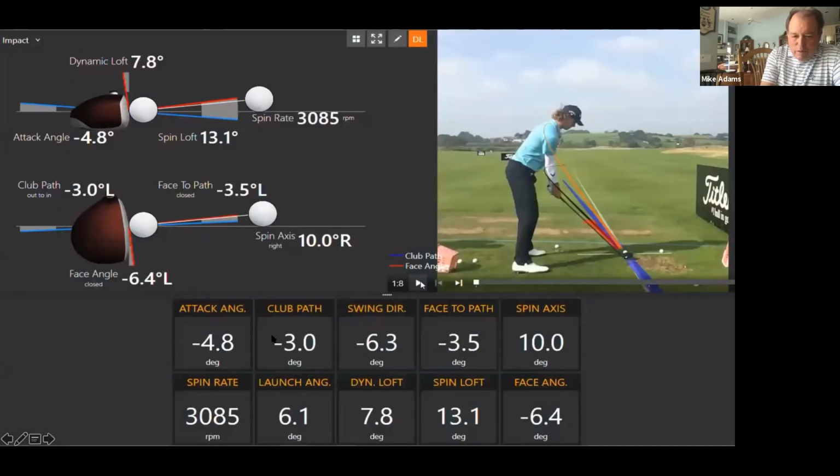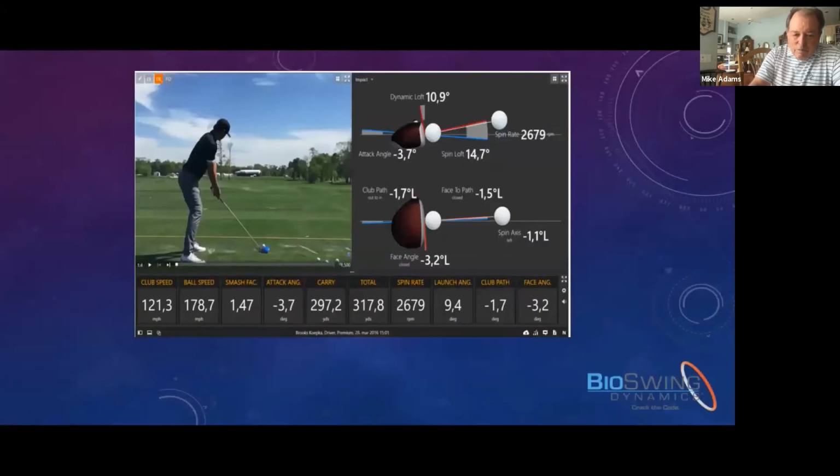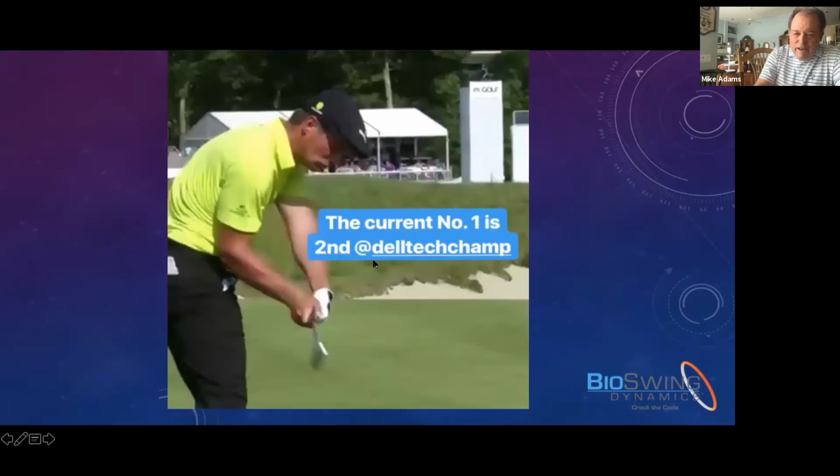If you notice Thomas Pieters, angle of attack is 4.8 down. Spin is over 3,000. He's swinging at 123 miles an hour. Brooks Koepka, angle of attack 3.7 down, 2,700 spin. Club goes back outside. Bryson DeChambeau, side cover, stays on top.